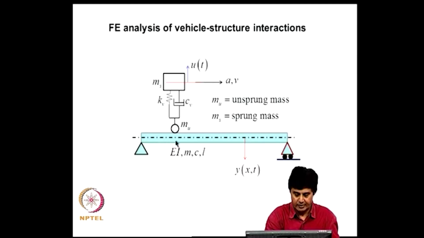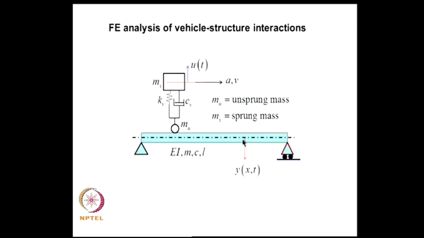The coordinate system: the origin is here, x is measured along this axis, y is the displacement measured from the neutral axis here, and the vehicle is taken to enter the bridge at t equal to 0 and it leaves the bridge at t exit. The time that it spends on the bridge is governed by its motion parameters, acceleration and velocity. We assume that these two are constant the time the vehicle is on the bridge. The vehicle itself is characterized in terms of an unsprung mass and a sprung mass, and stiffness and damping characteristics of the isolation.